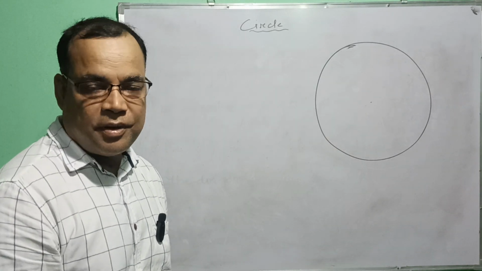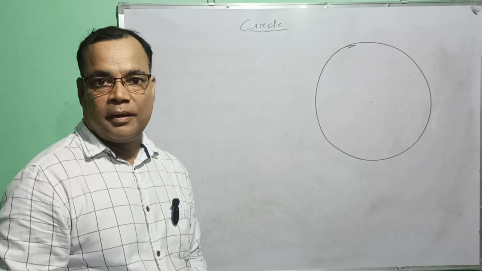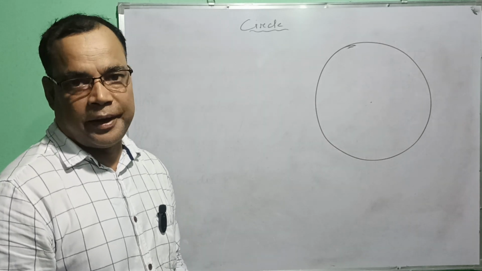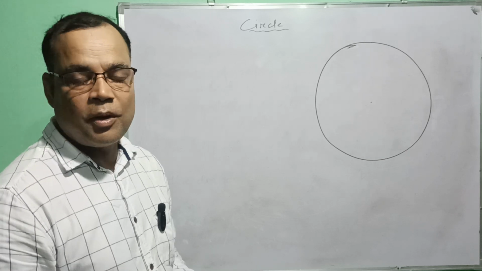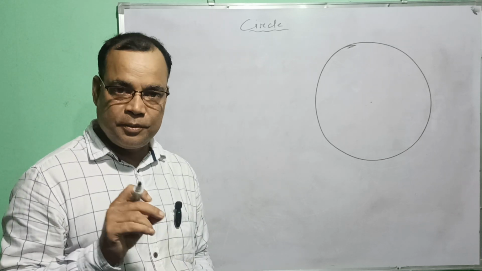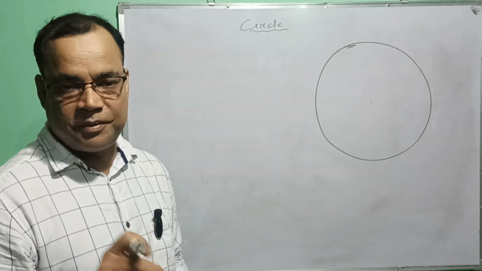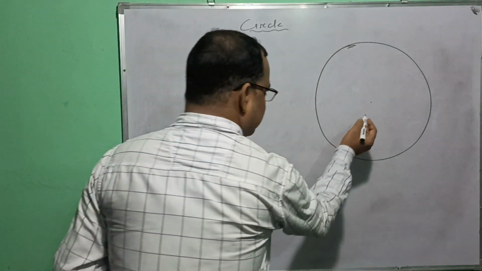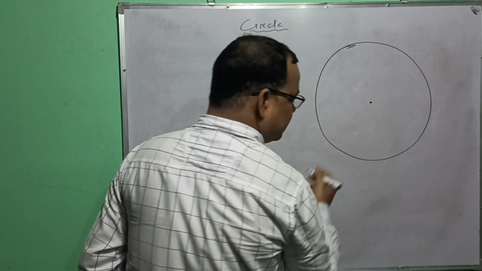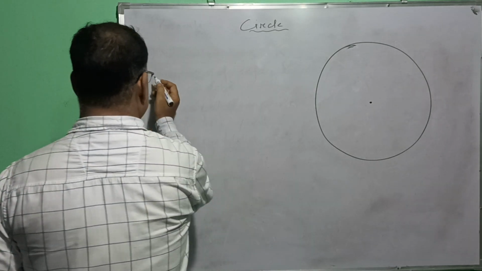A circle is defined as the sum of all the points which are equidistant from a fixed point. Sum of all the points which are equidistant from a fixed point is called a circle. It means this fixed point is the center of the circle. So let me write it.